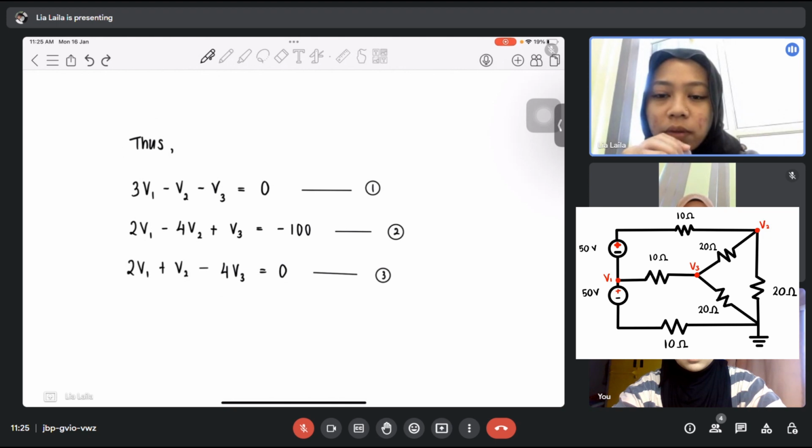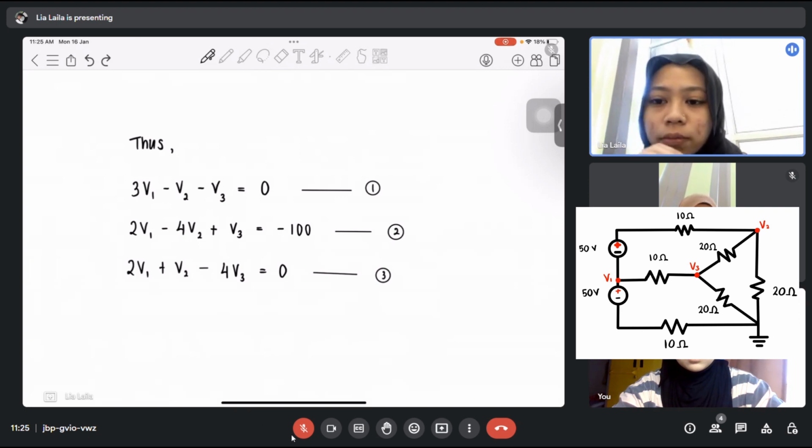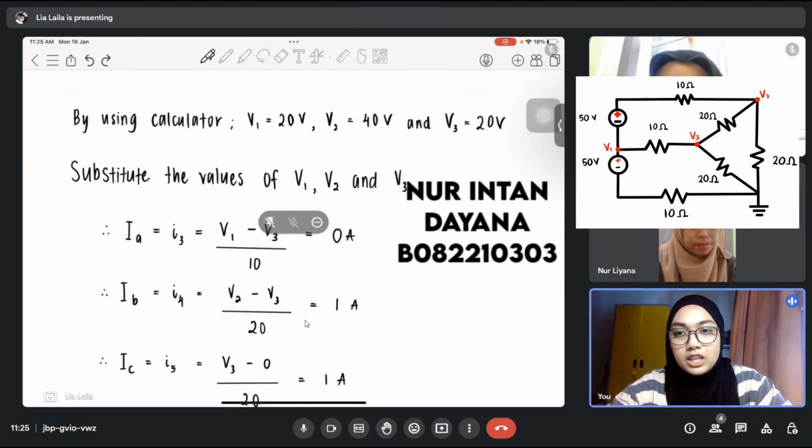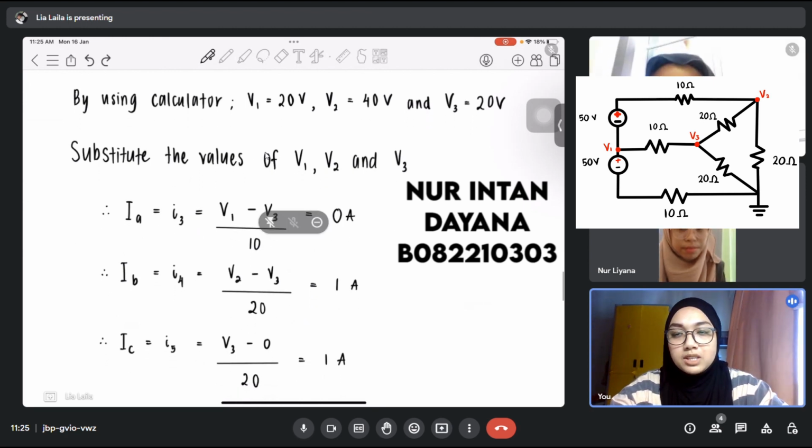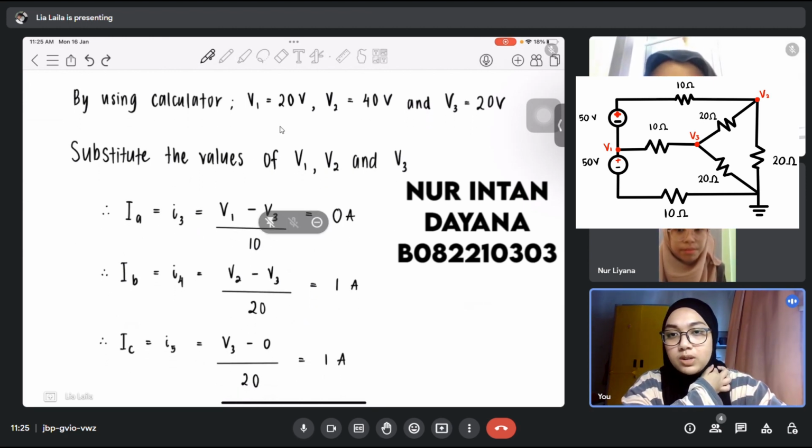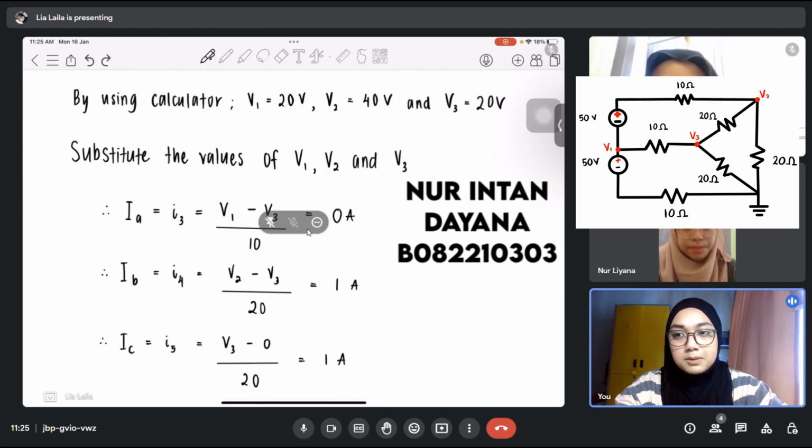3V1 minus V2 minus V3 equals 0. And then 2V1 minus 4V2 plus V3 equals negative 100. And the last one is 2V1 plus V2 minus 4V3 equals 0. So when we get equation 1, equation 2, and equation 3, by using the calculator, we will get V1 equal to 20V, V2 equal to 40V, and V3 equal to 20V. So by substituting the values of V1, V2, and V3, we will get IA equal to 0A, IB equal to 1A, and IC equal to 1A.